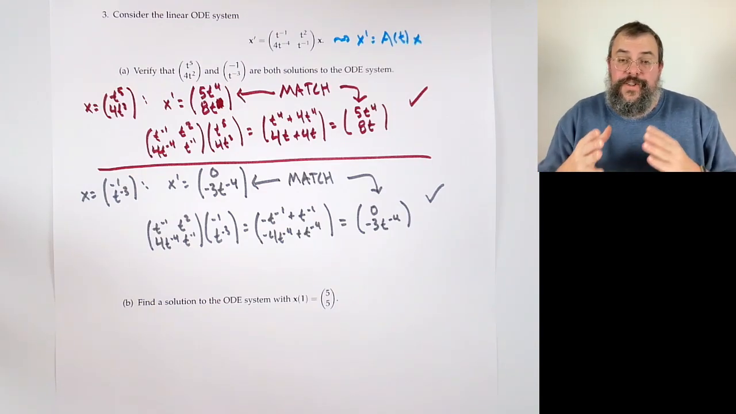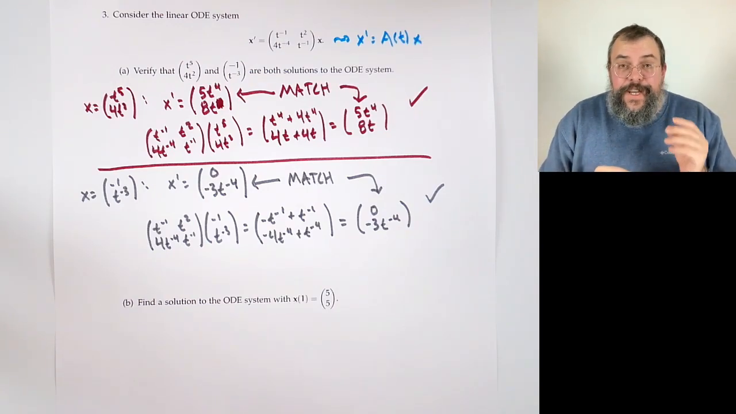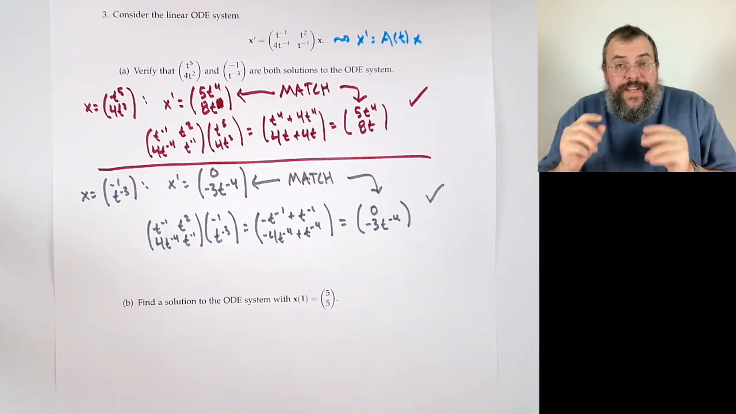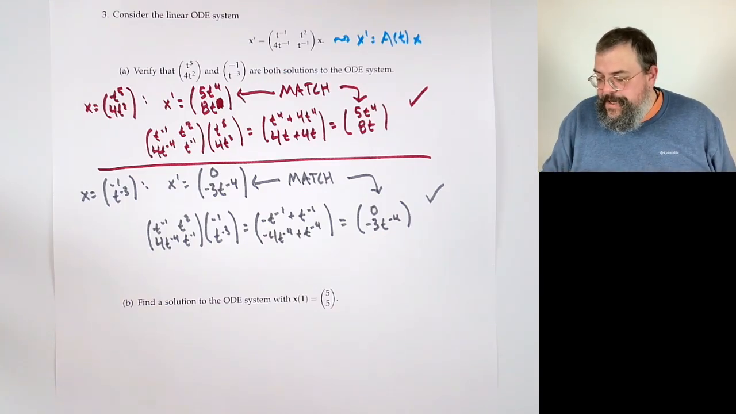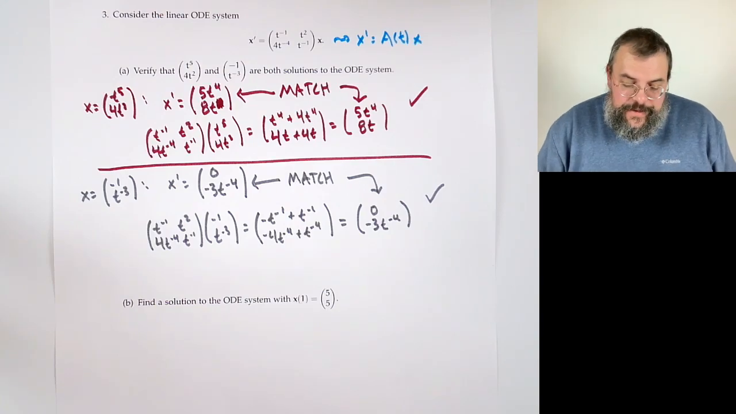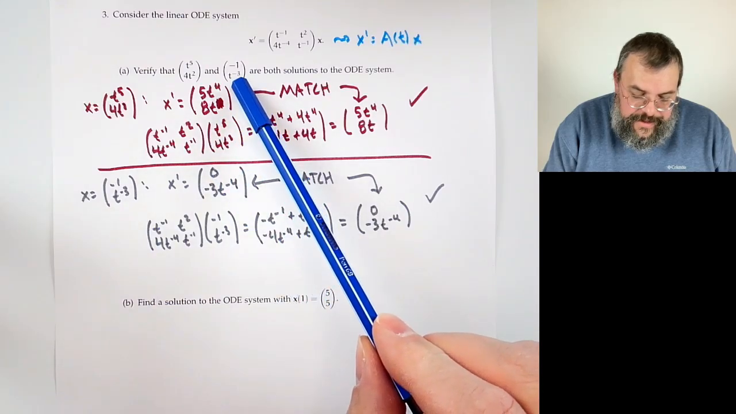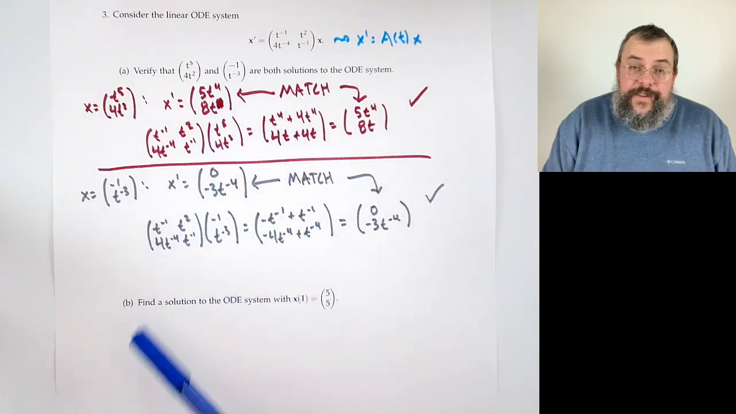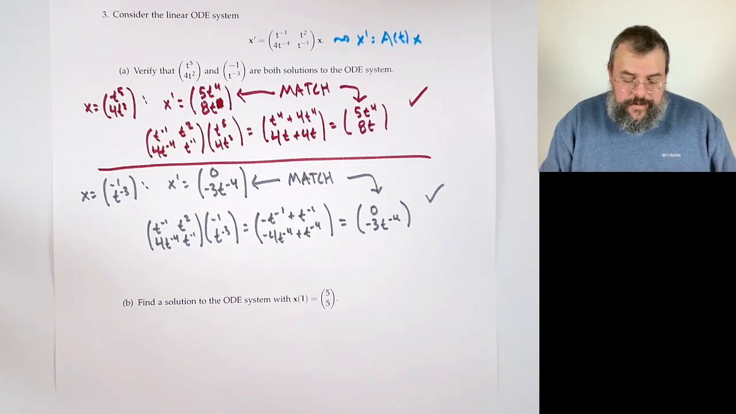Find a solution to this ODE system with x of 1 equals (5, 5). So notice it's not x of 0, it's x of 1. And that's actually a good thing, because if you plug 0 in here, weird things happen, because you get t to a negative power at 0. Whoops, that's not going to work out. Definitely going to get problems.